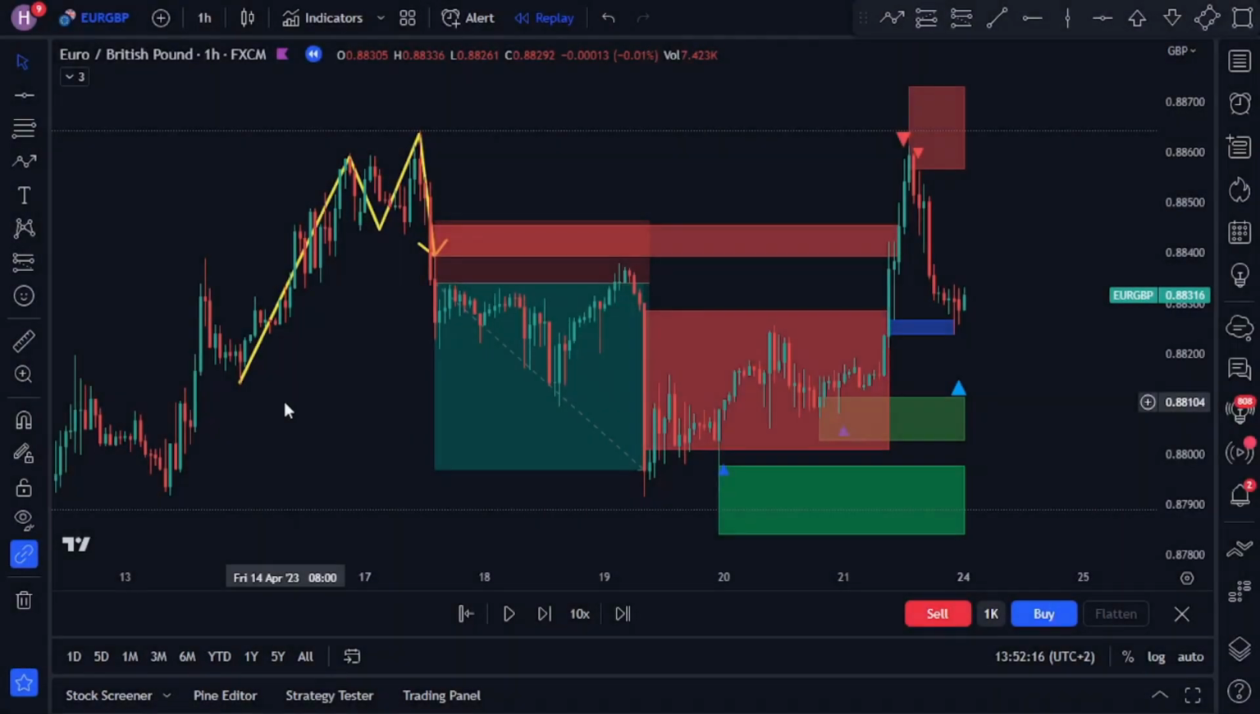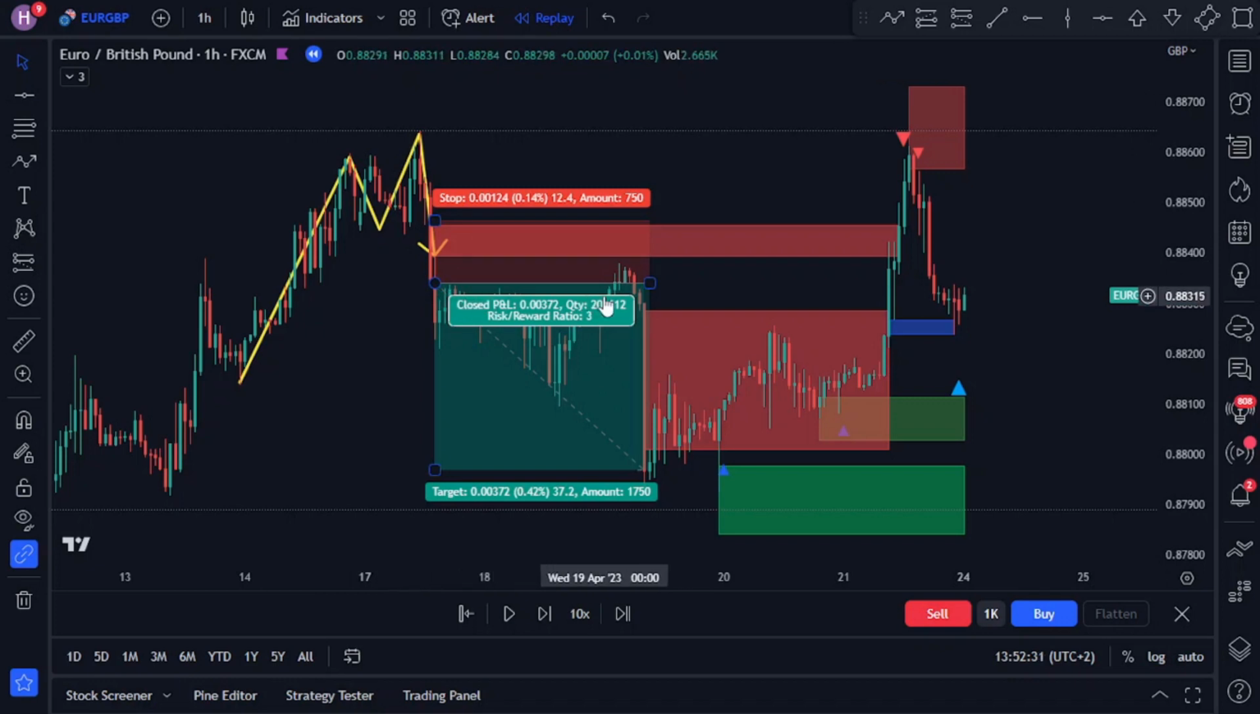Let's take a look at another trading example. On the chart, we have the EUR/GBP, or the Euro against the pound on the hourly time frame. You will notice that the pair has made a double top with a sell opportunity away from the supply zone.